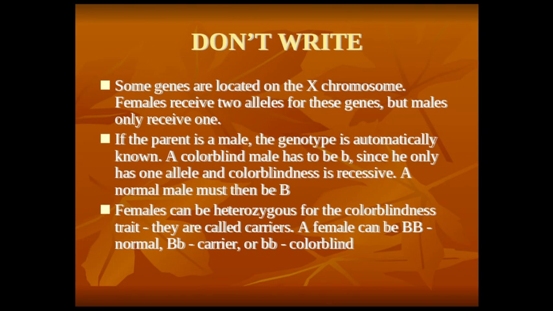Again, don't write this, but genes are located on the X chromosome. But females receive 2 of these, so you have to have both of them. But males only get 1, right? They get the X, but they get the Y from being a male, so they only have 1 X. So if it's on the X, they have it. And as a female, you have to have it on both X's, all right? So if a parent is male, the genotype is automatically known, all that type of stuff. So just read this stuff over.